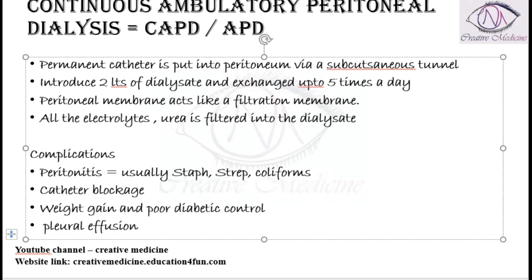So, complications of continuous ambulatory peritoneal dialysis: because we are introducing the dialysate fluid into the peritoneal cavity, this can result in iatrogenic infection, which can cause peritonitis. Second, the catheter may become blocked. Third, weight gain can be seen in the patient, and the patient might develop pleural effusion.